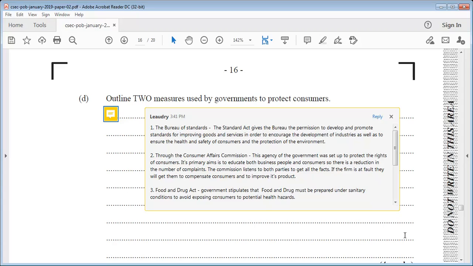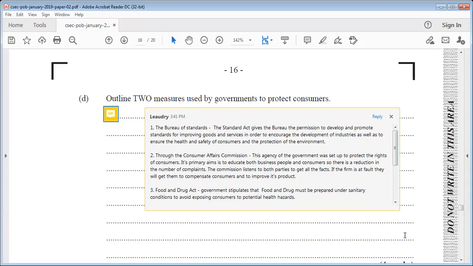Now, the Bureau of Standards. The Standards Act gives the Bureau the permission to develop and to promote standards for improving goods and services in order to encourage the development of industries as well as to ensure the health and safety of consumers and the protection of the environment.